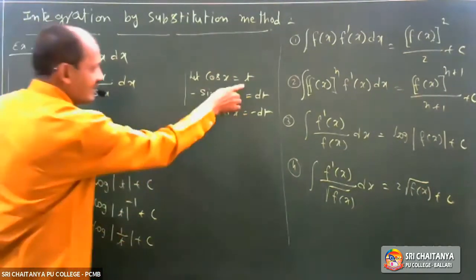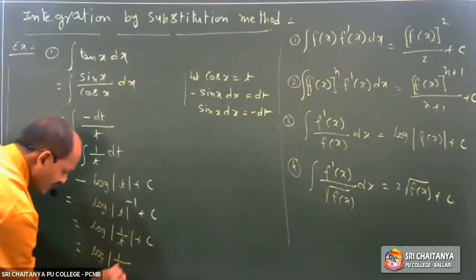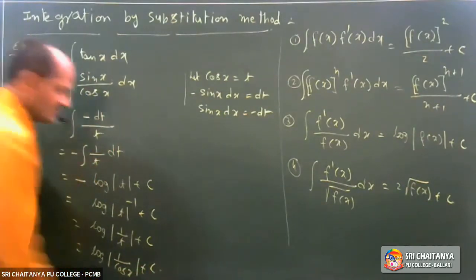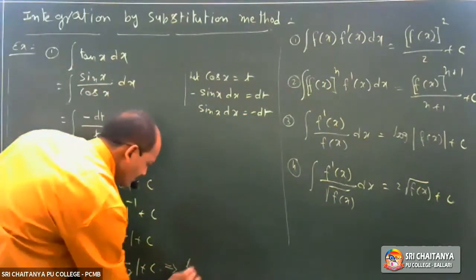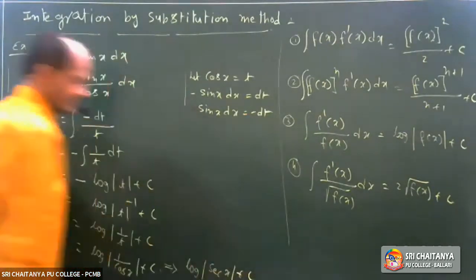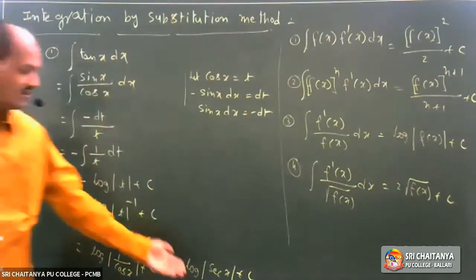What about t? It is cos x. So log 1 divided by cos x. What about 1 by cos? Secant. So it is log mod secant x plus c. Okay? Directly, the formula is the integral of tan x is log mod secant x.